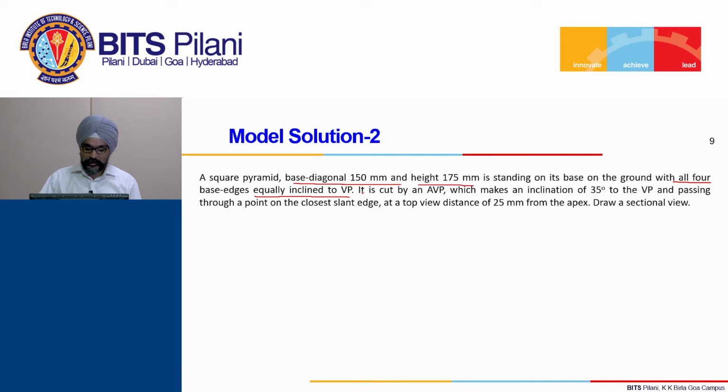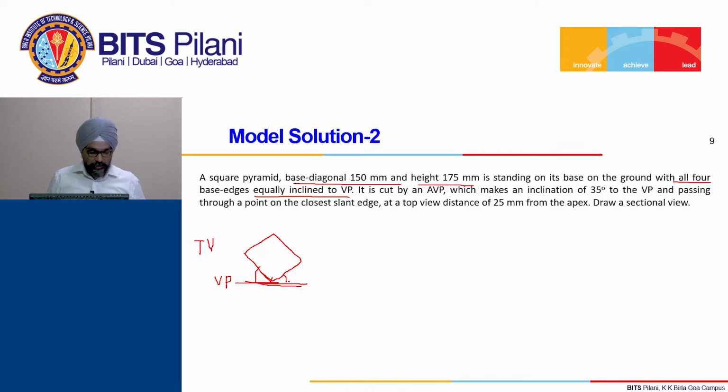So equally inclined to VP means that in the top view it will appear like this, because this way the inclination of all base edges is equal to VP. So in the top view, if the base edges are equally inclined to HP, that means they are inclined to VP only.